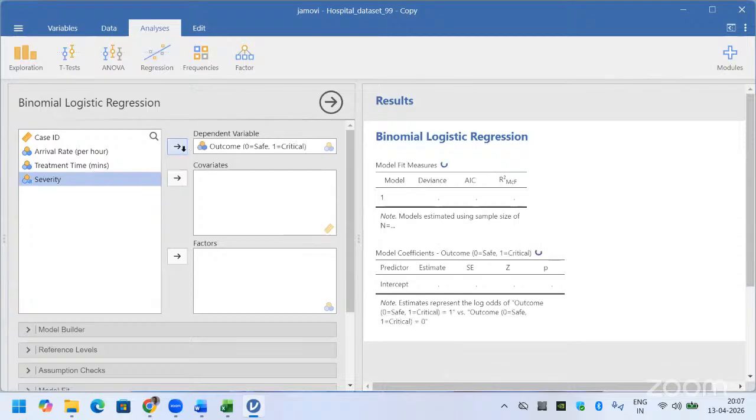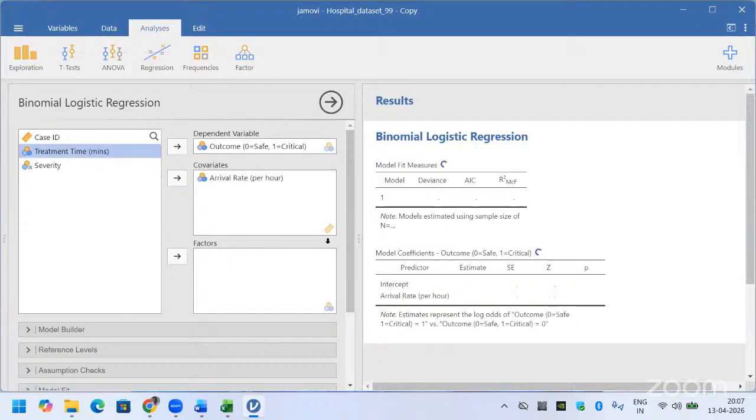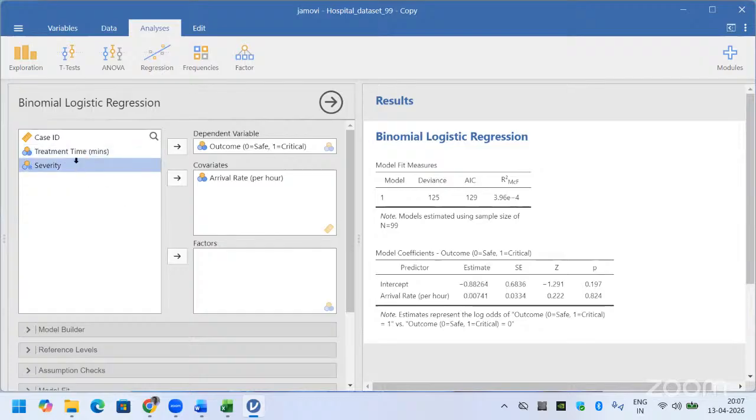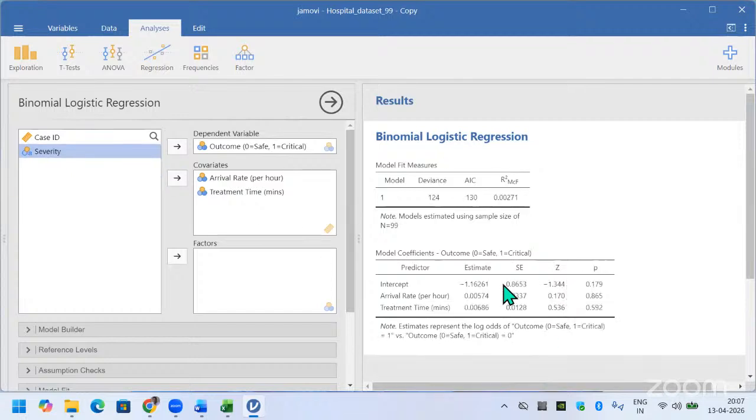So this is what I can take. If I just take arrival rate as a covariate, it takes it because it is a numerical variable. And if I take treatment time, it will take this also, and it has taken this value also.